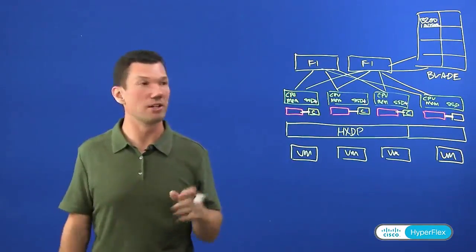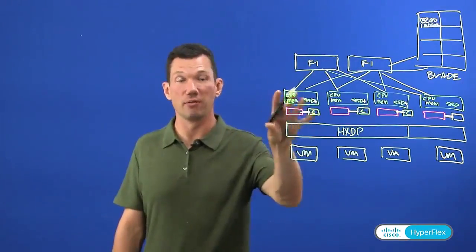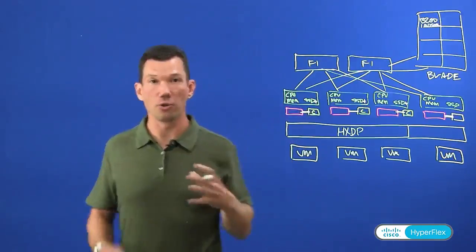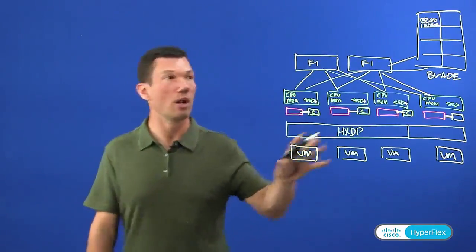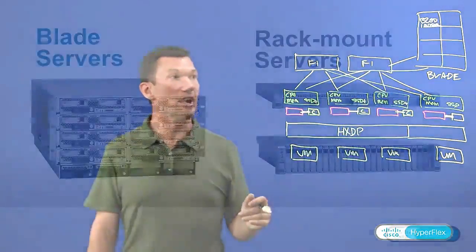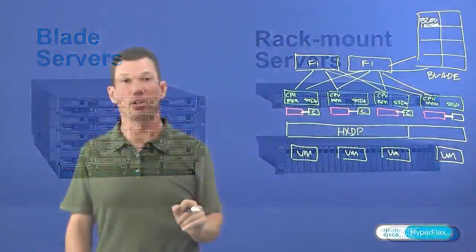But the bottom line here is I don't necessarily have to scale within the confines and the constraints of a given converged node. I can also scale in a lot of different types of manners in terms of CPU and memory with the compute-only nodes. And again, this could be a blade, it could be a B200, B420, B460. It could also be rack mount servers, C220, C240, C460. Essentially, any type of UCS server can also be a compute-only resource cabled into the same pair of fabric interconnects.